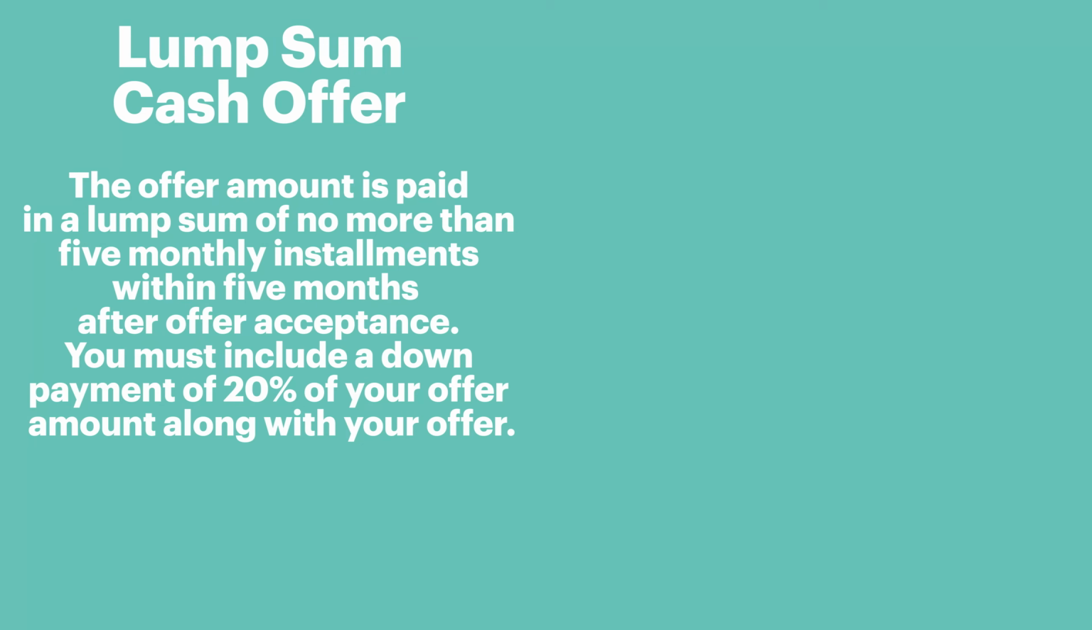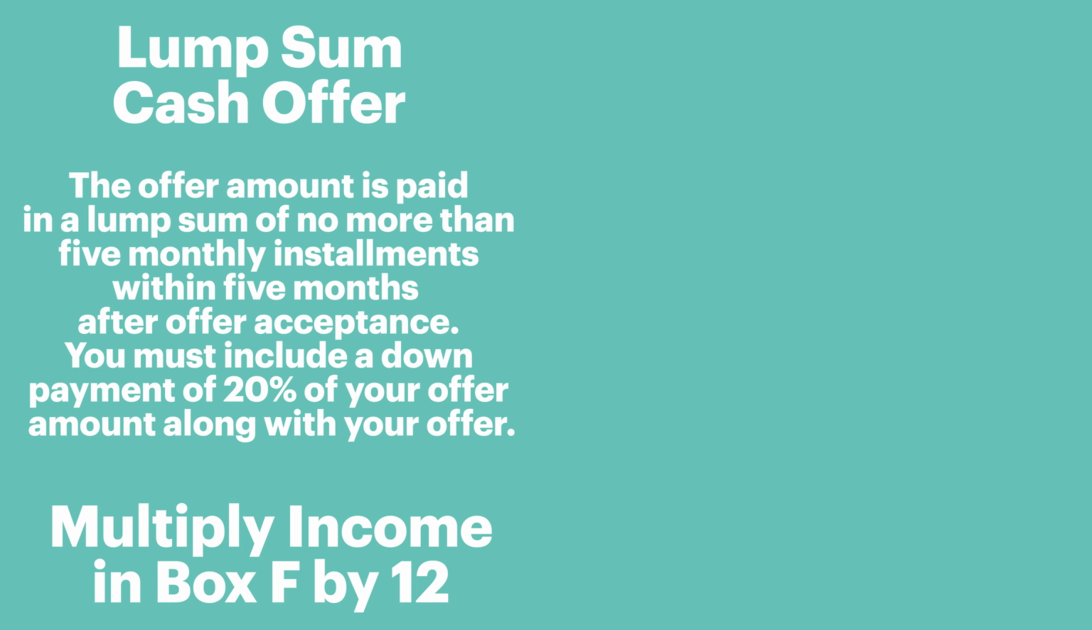Also in that video, I talked about the low income certification, where if you qualify for low income, you don't have to make the down payment. Okay, so anyway, if you go this route, pay your offer amount within 5 months after offer acceptance. You only have to multiply your income in box F by 12.